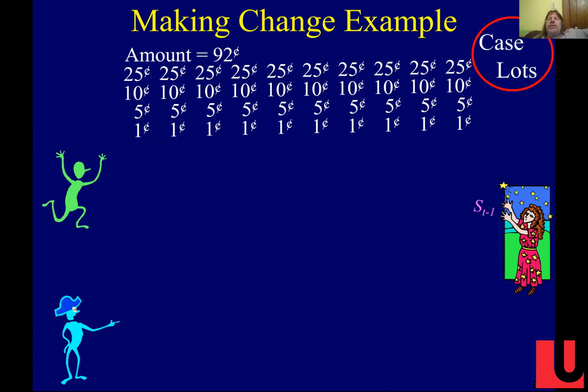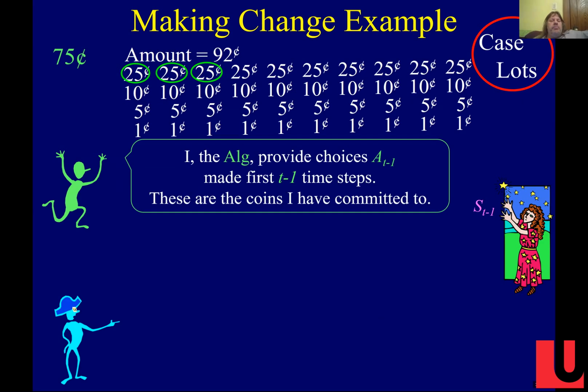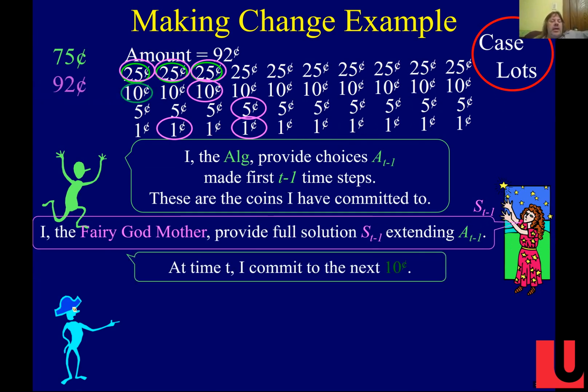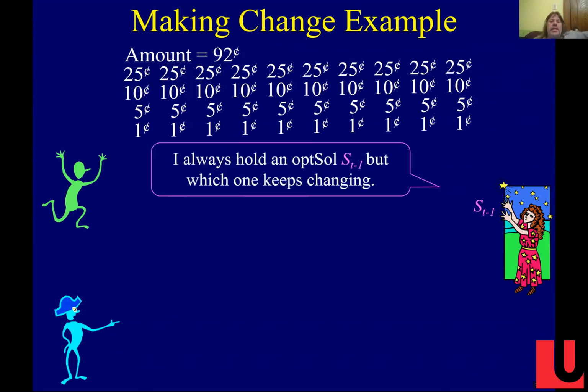Right, so now there are other cases, right? Maybe the algorithm has committed to these quarters and the fairy godmother has this solution, and then at time t, the algorithm takes the next dime, or takes another nickel, or takes a penny, and we need to consider all of these cases, but they're very similar to the cases we had before.